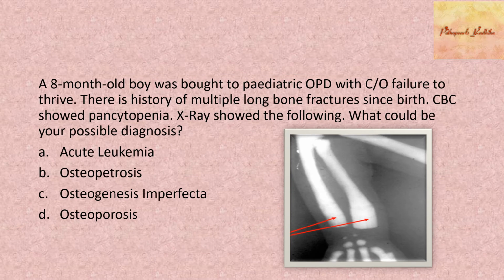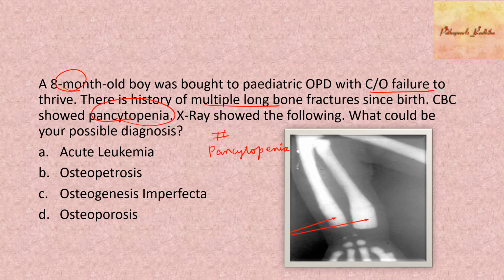So today's clinical scenario based question is: an 8-month-old child was brought to pediatric OPD with complaints of failure to thrive. There is history of multiple long bone fractures since birth and the complete blood counts showed pancytopenia. An X-ray showed the following. What could be a possible diagnosis? Acute leukemia, osteopetrosis, osteogenesis imperfecta, osteoporosis.